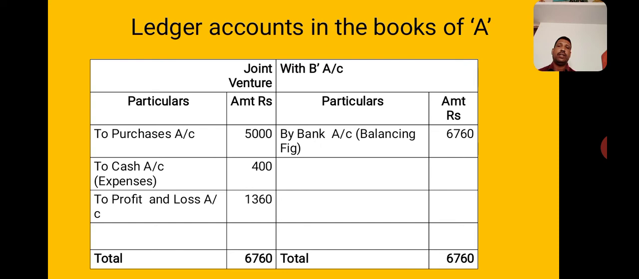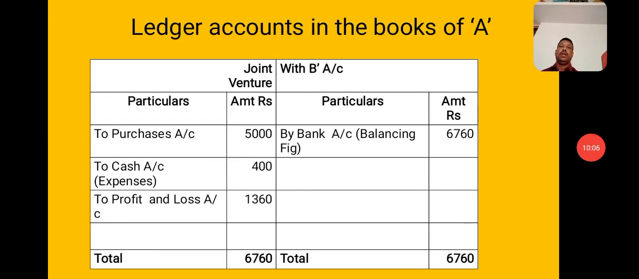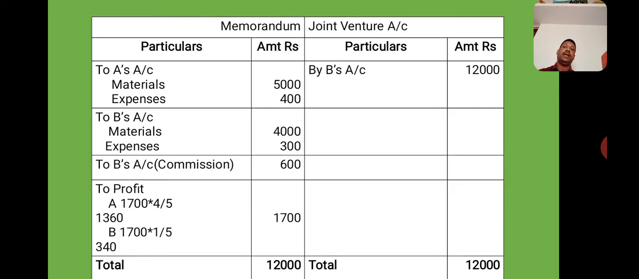So here, the profit and loss, how does it arrive? Here, the profit is, as I already told, the joint venture with this account is personal account in nature. It is not possible to ascertain the profit or loss in the joint venture with this account. So we have to maintain another account, that is memorandum joint venture account. This account is prepared to ascertain the profit or loss on joint venture.